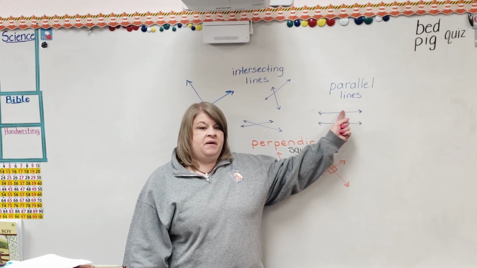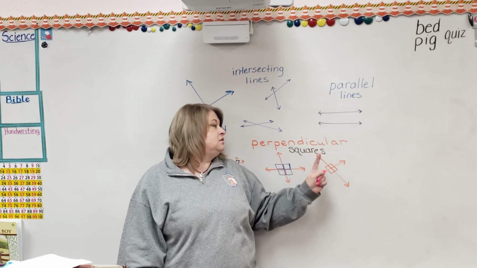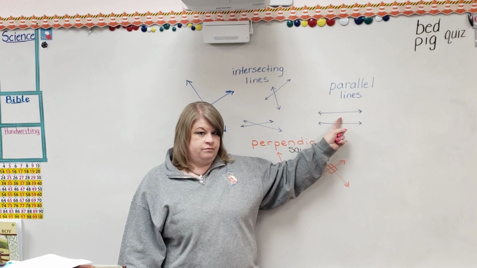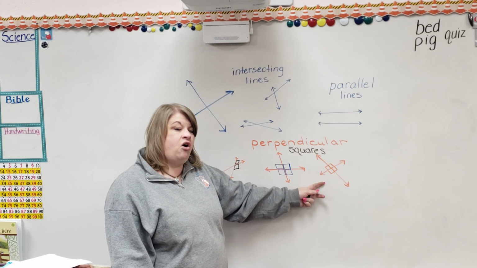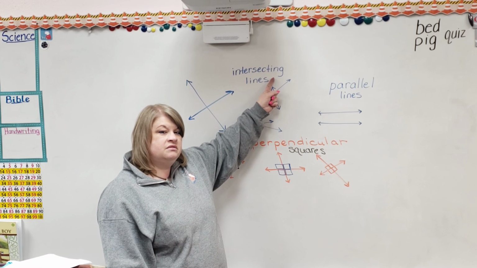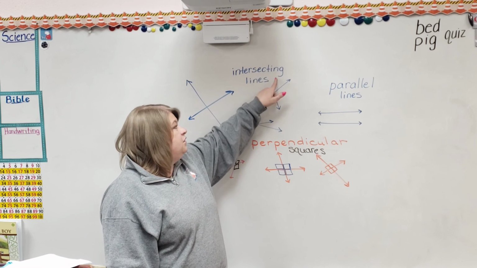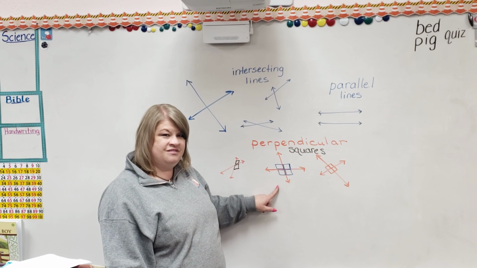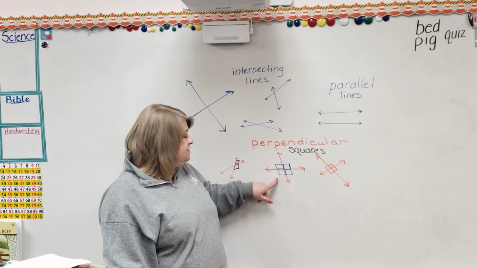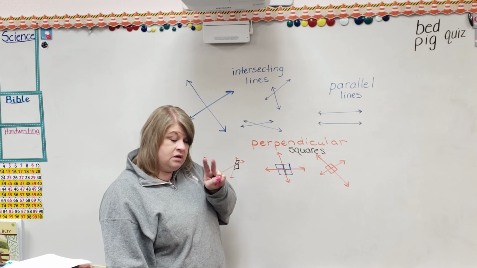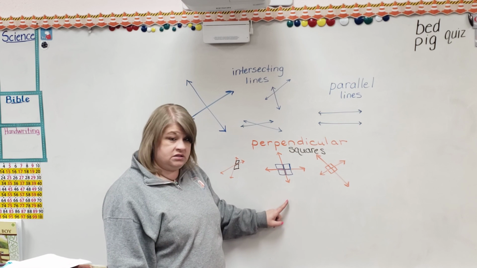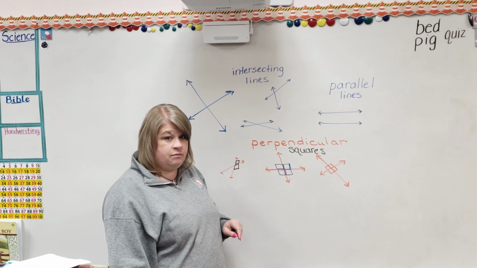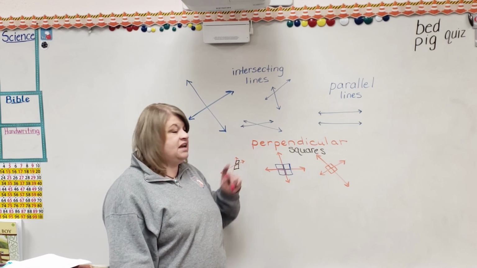Can perpendicular lines be parallel? No, they can't. Perpendicular lines cross, don't they? Parallel lines don't cross. Can perpendicular lines also be intersecting lines? Think about that. In order for it to be an intersecting line, it has to cross, right? Do perpendicular lines cross? Yes, they do. This right here has two different names. These are intersecting lines because they cross, but they're also perpendicular lines because they have squares in them. You can have both intersecting lines and perpendicular lines.